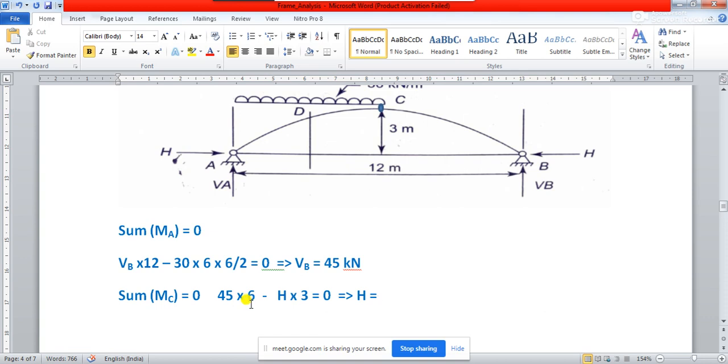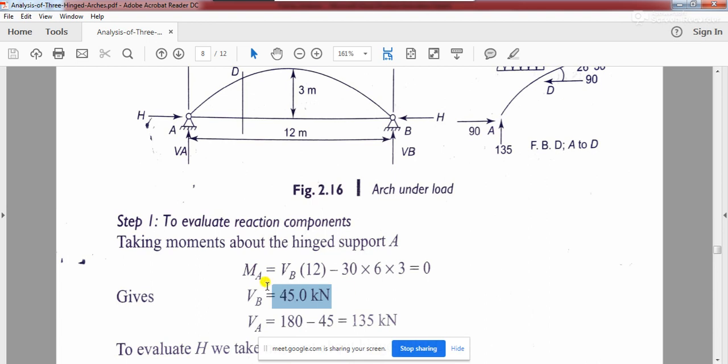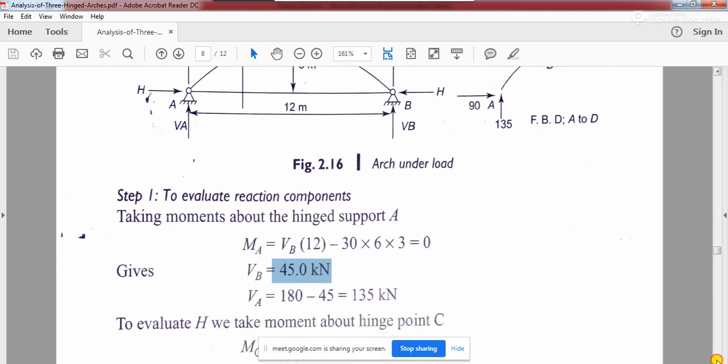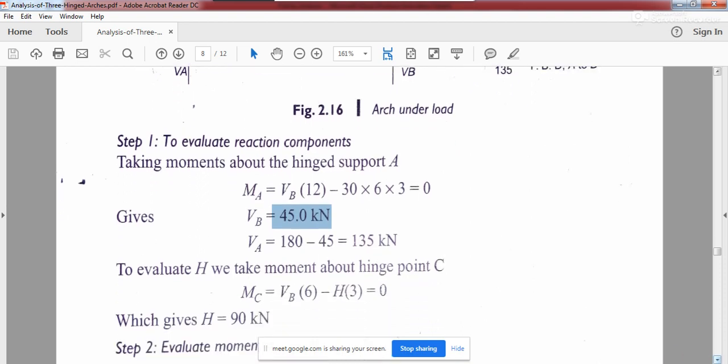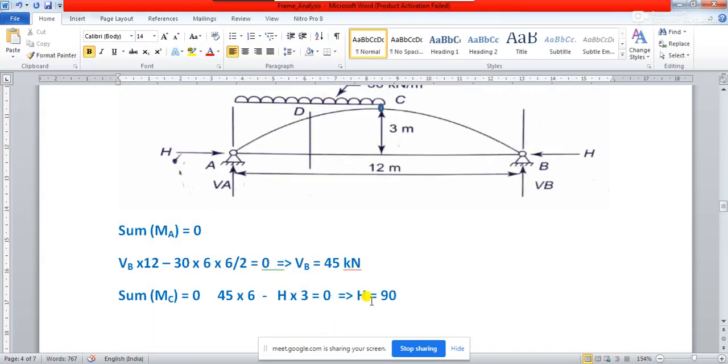Sir, 90. 90 is coming. 90, sir. 135 I am getting. So anything I am missing? No. VA value, sir. H is 90. Excellent. Correct. H is equal to 90. Correct. Very good. So we have got the value, right? So VB is this and H is 90. Is it clear to everyone? If anyone has got any doubt, please ask.